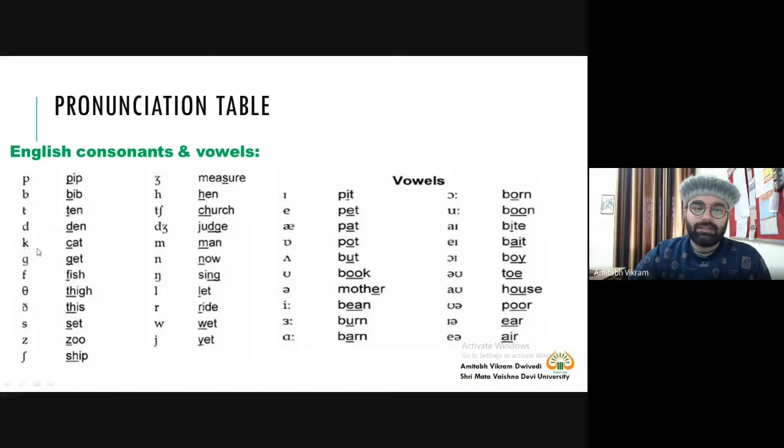This is k. Here don't confuse it with the letter C. The letter C here is represented by the sound k. It is cat. Here it is get. Here it is fish. Here it is thigh. Here it is this. Here it is set. Here it is zoo. Ship.